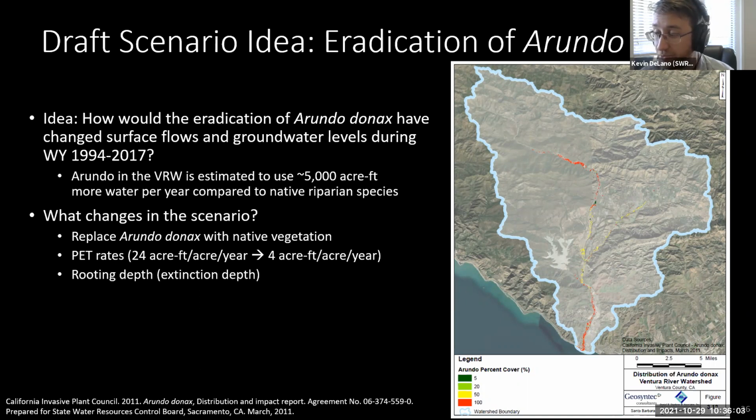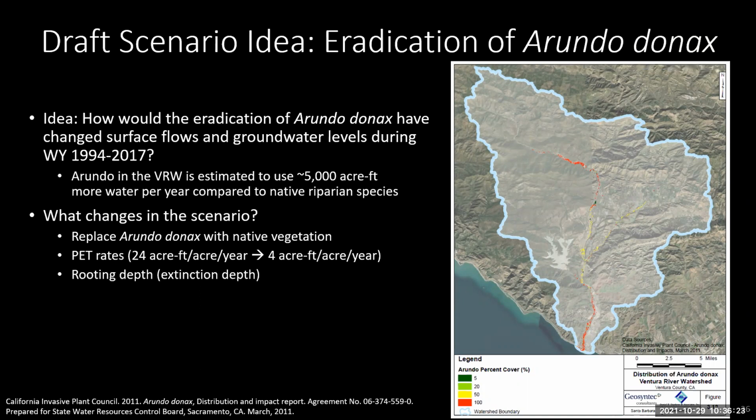The Arundo has already been removed. You can look at hindsight. I was under the impression that Arundo had not been eradicated from the watershed, but is in the process of being removed from top to bottom. I don't know, Paul, if you want to unmute and elaborate.